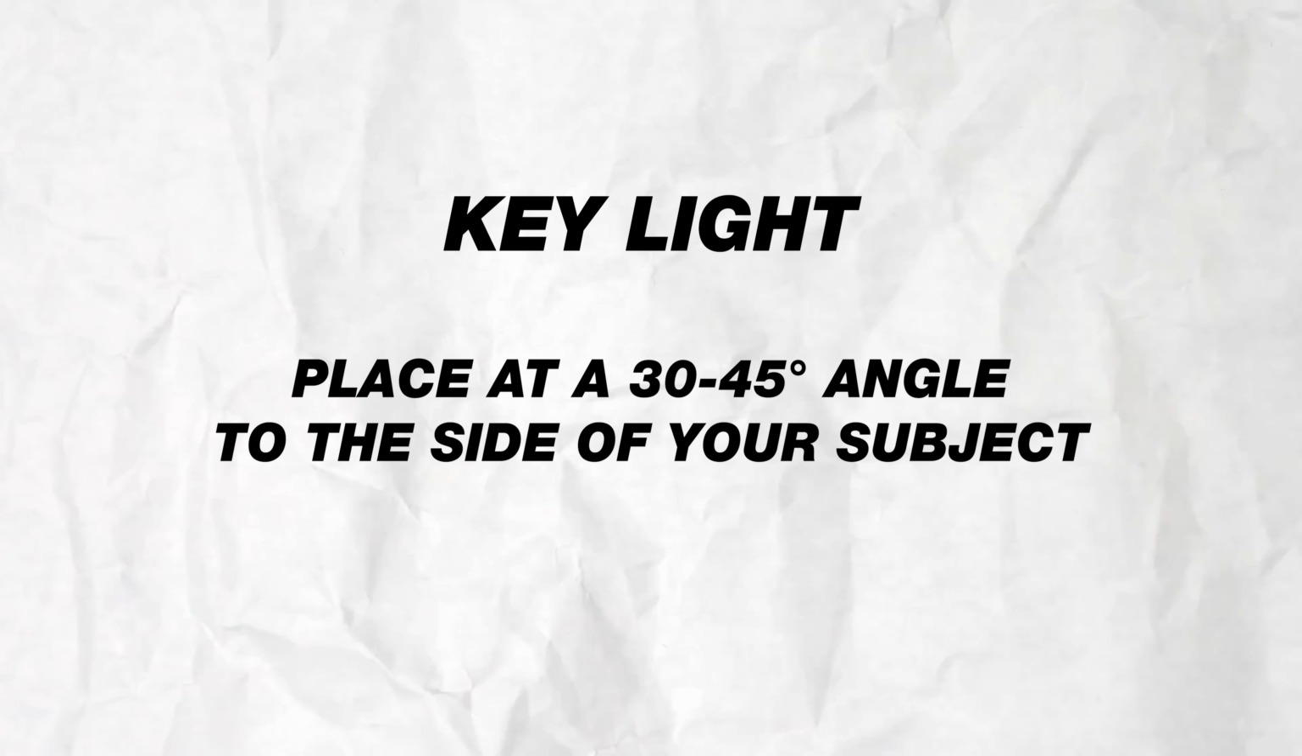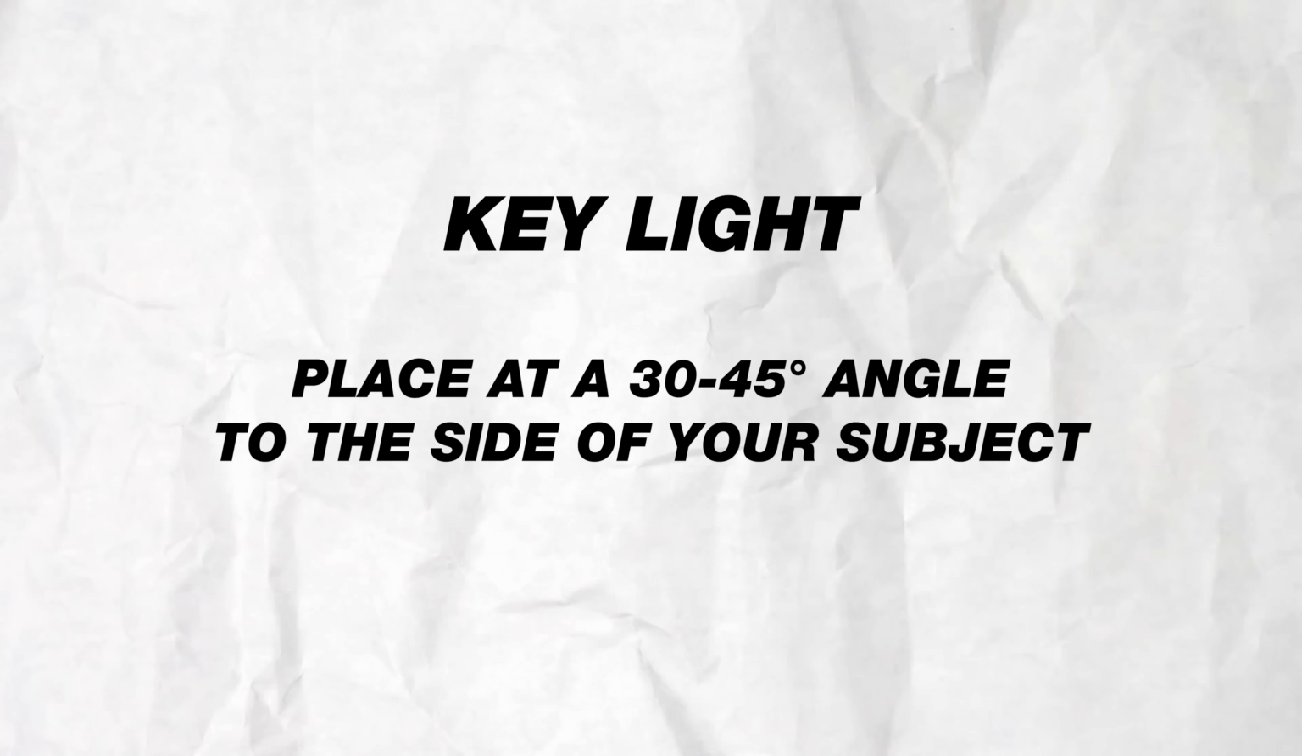The first light that you'll use is called the key light, and this is the most important light that is going to be the main light source for your subject. You're going to want to place this light at about a 45 to 30 degree angle towards the side of your subject, which is just going to help add some nice depth and texture to your face. You don't want it to be too straight on because your lighting will look a little bit too flat.